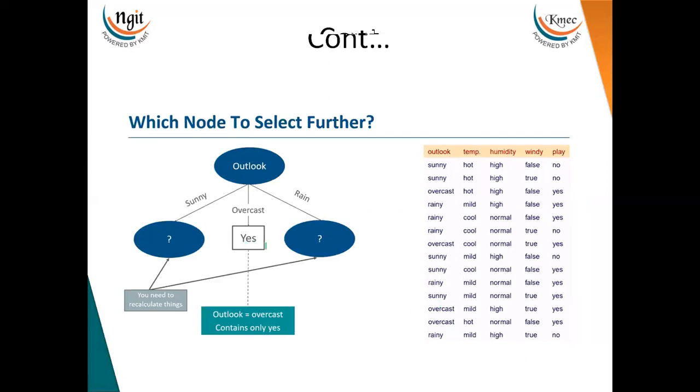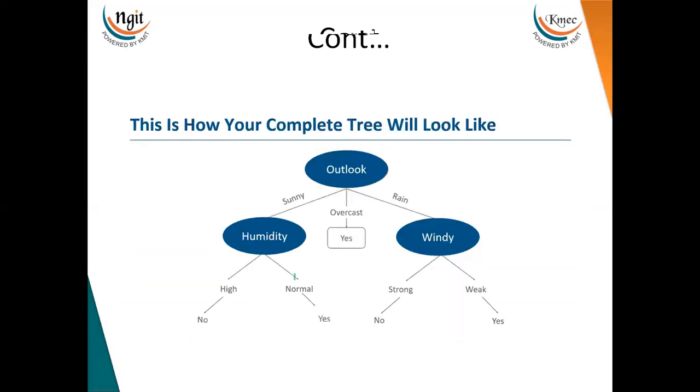Now, the overcast will not have any subtrees. Why? Because it has all yes options. So there will be no subtrees for it. But we will have the subtrees for sunny and rainy. Okay. So again, calculating the information gain for the available options should be repeated, and we will get the final decision tree. So this is the ID3 algorithm. So like this, we will get it.